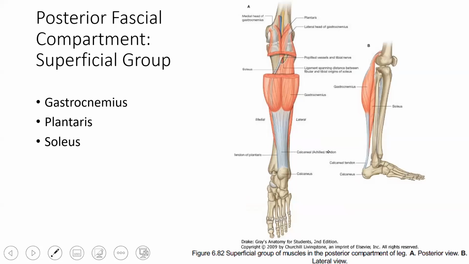When you look at the posterior compartment, you have two groups, the superficial and the deep. In the superficial compartment, you have three muscles. The gastrocnemius, this is the gastrocnemius. You have two heads, both arising from the two condyles of the femur. And they fuse with the tendon of the soleus here, which is a muscle situated deeper to the gastrocnemius, and they form the calcaneal tendon, also called the Achilles tendon.